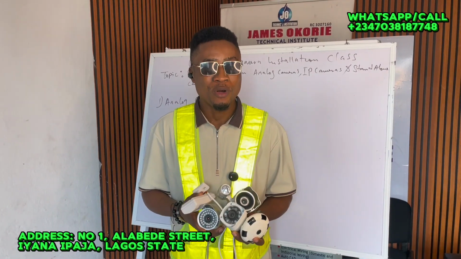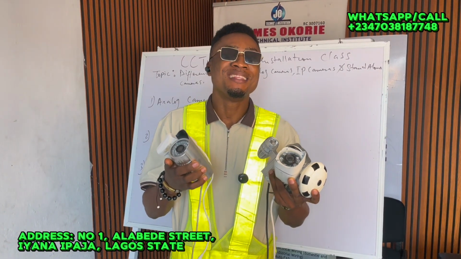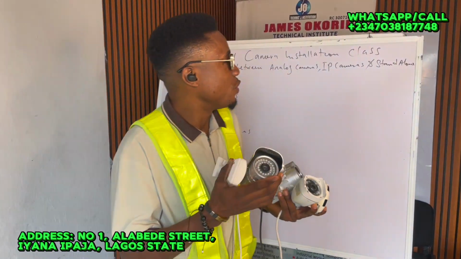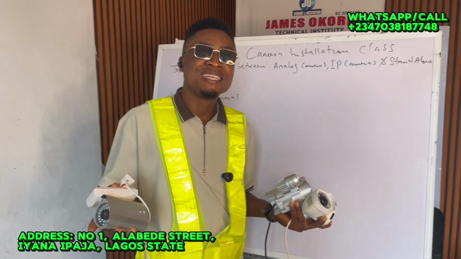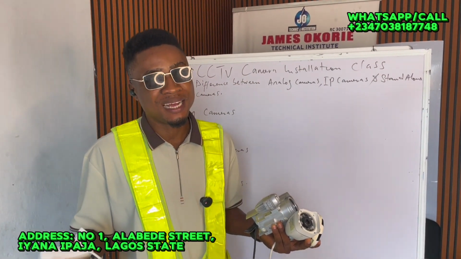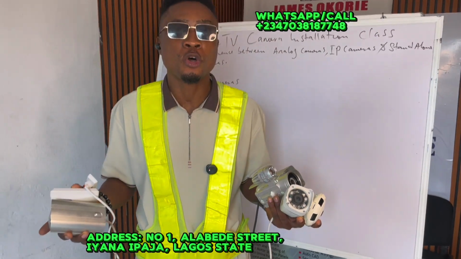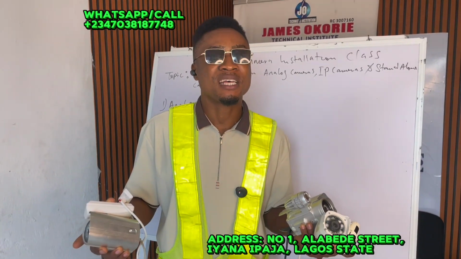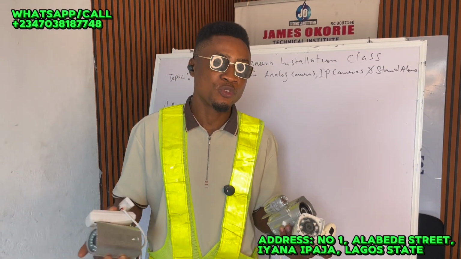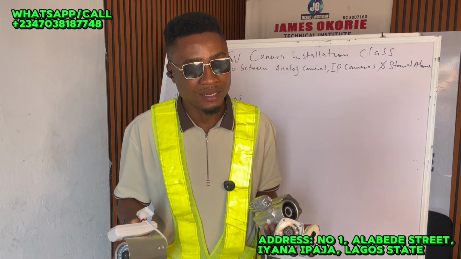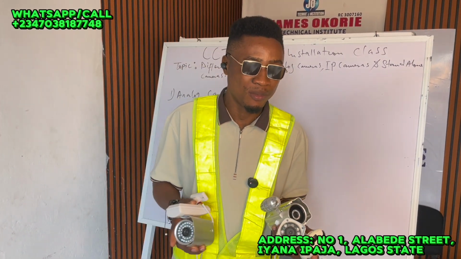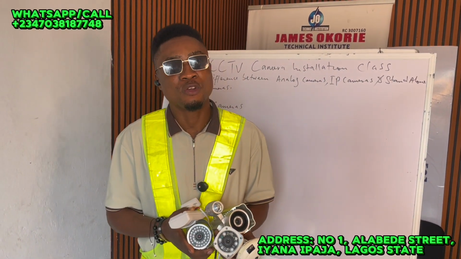I know you might be wondering what I'm doing with these cameras and what I'm doing with the board. By the way, this is James Okorie Technical Institute, where we practically train people on solar installation, CCTV camera installation, industrial control panel and automation, AutoCAD design, and anything that concerns electrical. You can come for our physical training and you can enroll for online training. We are located at number 1 Alabede Street in Okorie, Lagos State.